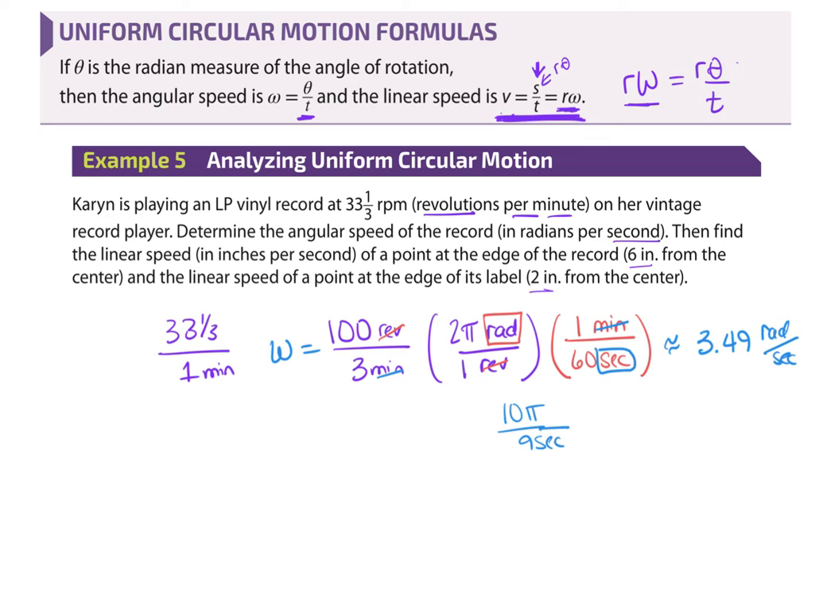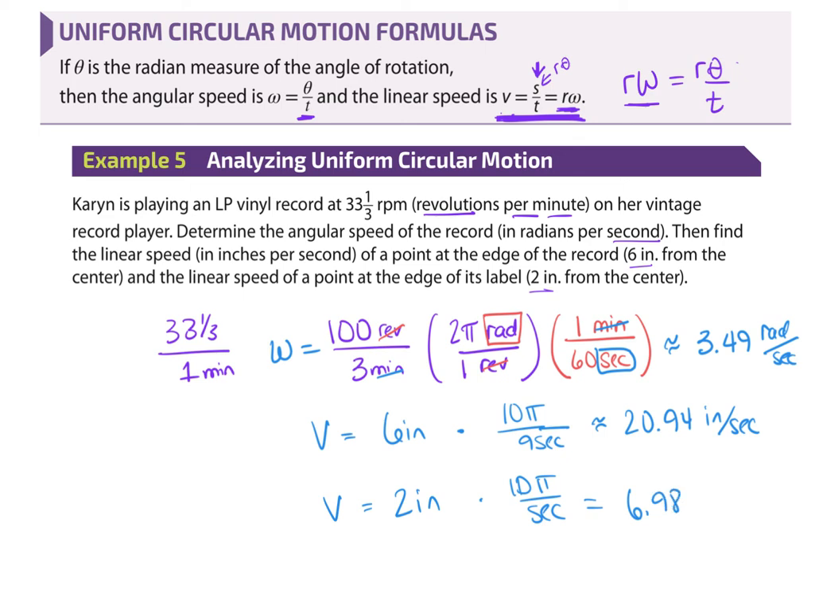So for the first linear, they want us to use 6 inches. So what am I going to do? Well, I'm going to multiply 6 times my omega, and you're going to get approximately 20.94 inches per second. The second one they want us to find is if it were 2 inches away, we're going to take that same omega that we found and multiply it. We're going to get approximately 6.98 inches per second.